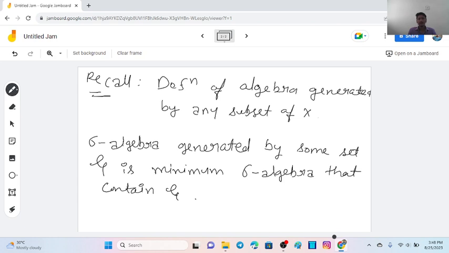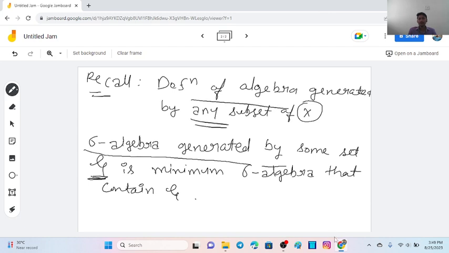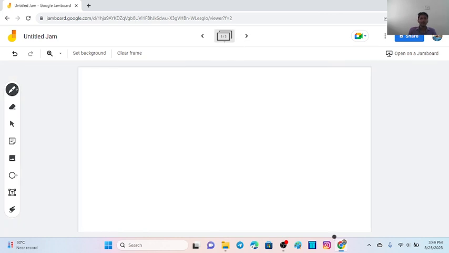Okay, so we have seen that this set is non-empty. Why? Because the power set is always there, right? So the power set of X will always contain C. Why? Because C is a subset of X. So we have here the definition of sigma algebra generated by some set, and we already know the definition of algebra generated by a subset of X. So let's see some example here.